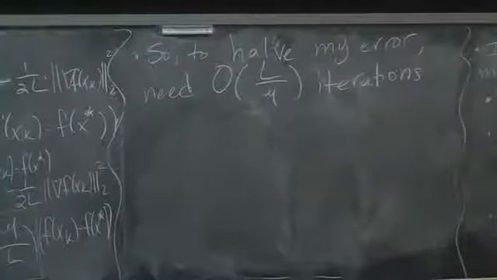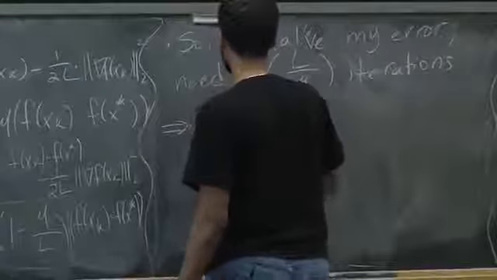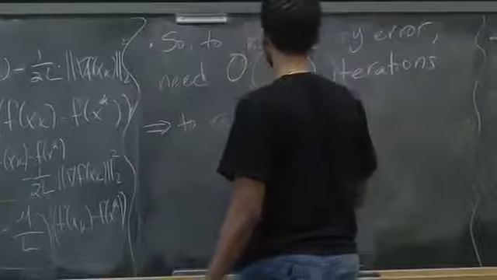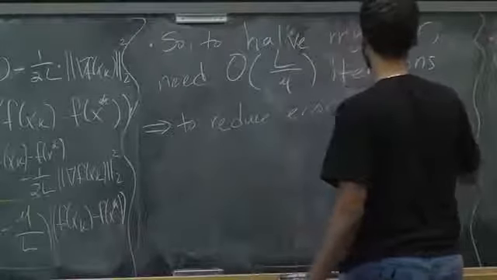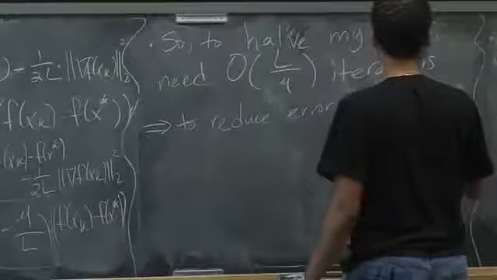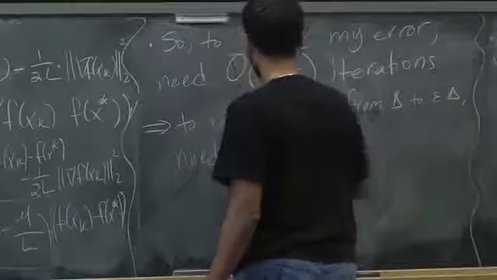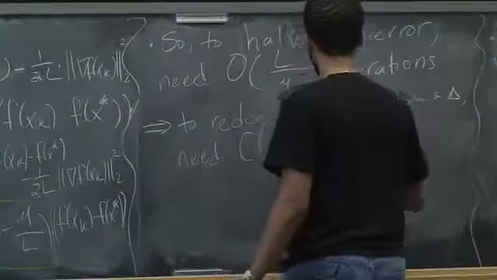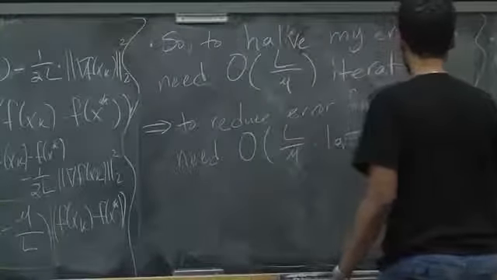This implies, and as you were saying, to reduce error from, let's say, delta to epsilon delta, we need O of L over mu times log of 1 over epsilon iterations.